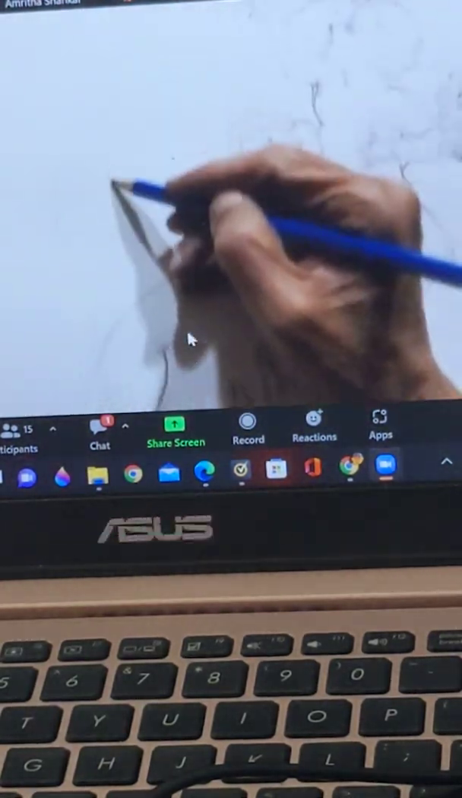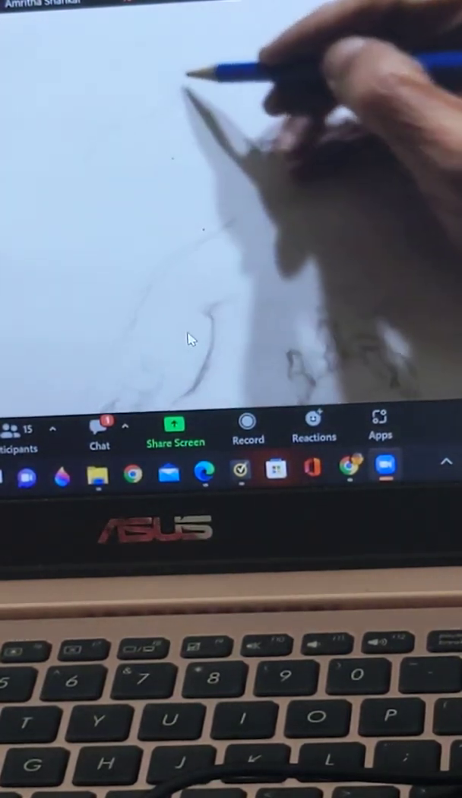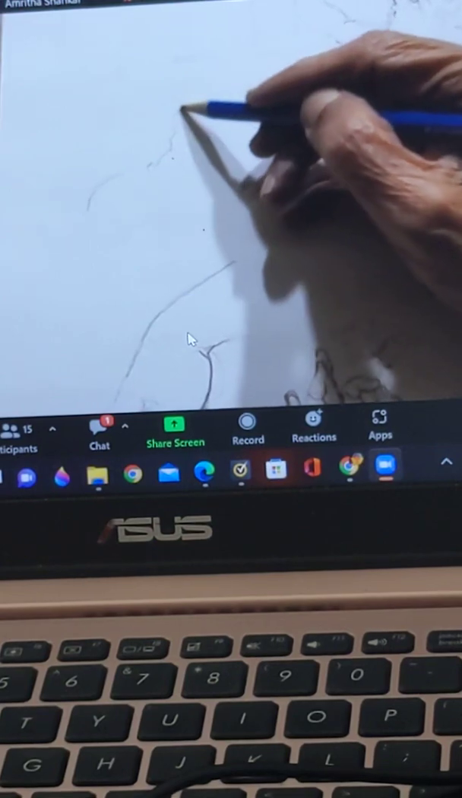He's not very happy with the sketch there. He's simply doing it.